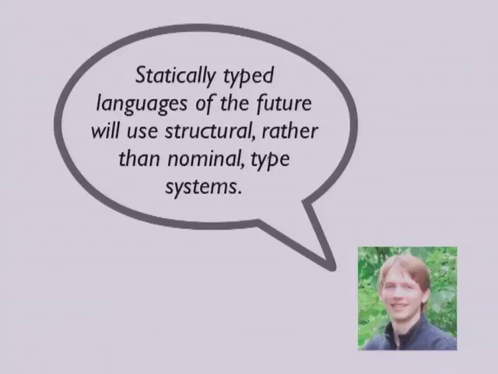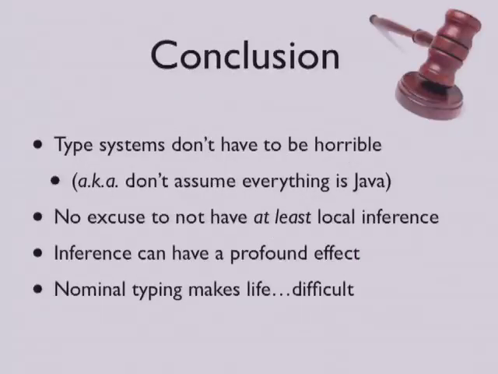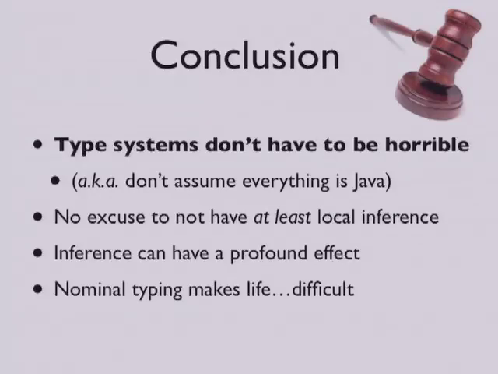So in conclusion, we're kind of coming to the end here. Type systems do not have to be horrible. I think if you slept through the entire talk, this should be the thing you zero in on now. Okay? Type systems do not have to be horrible. We can do it better. Don't judge static typing based on Java. I hate Java too. So just don't make that assumption that it all has to be as bad as Java is.